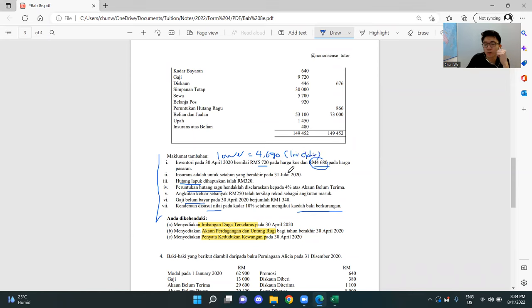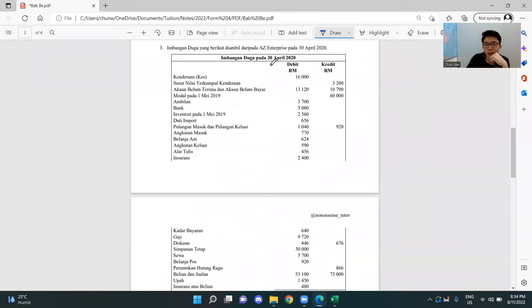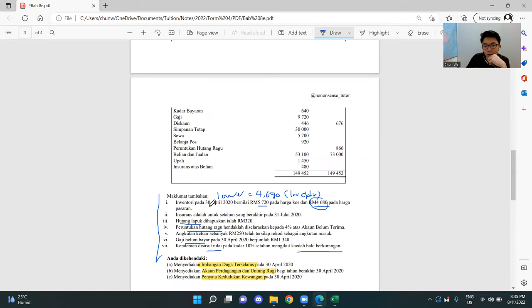And where do we find our inventory awal? The inventory awal is always in this imbangan duga. So you look for inventory. Where is it? So this is your inventory awal. And can you see the date? The date is 1 May 2019, and our account is up until 30 April 2020. Can you see it? That's why 30 April 2020 is our inventory akhir. So now later we have to send this to our PKK and our akaun perdagangan.